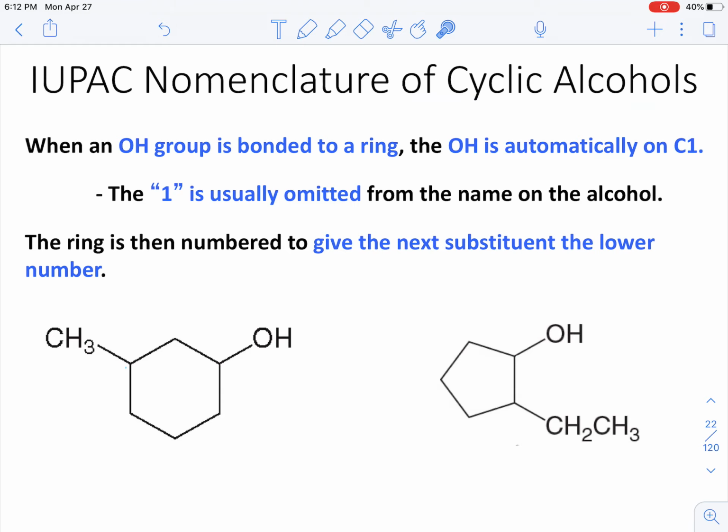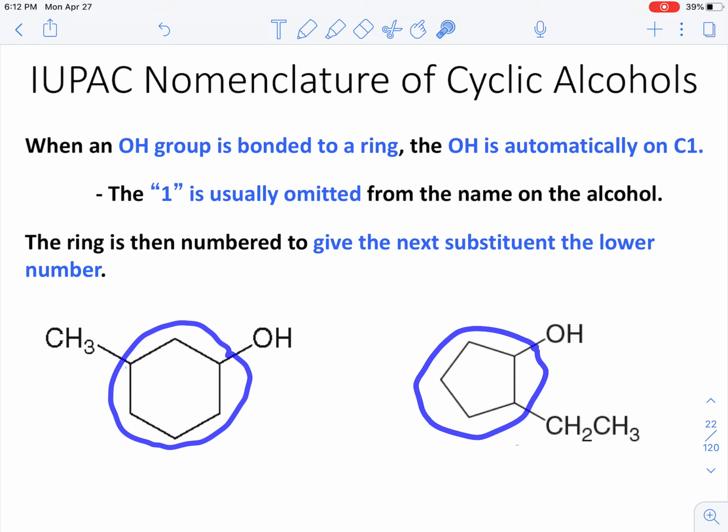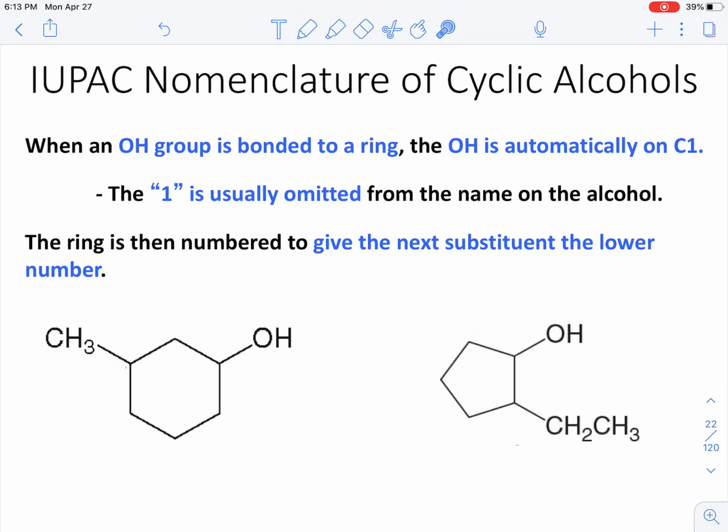Typically when you are naming cyclic alcohols, all the foundational rules that we've discussed, such as finding the parent chain, numbering, and creating a number system so that the lowest carbon number is on the alcohol, all of that still applies. The only difference is that since the substance that we're naming is a ring, whatever carbon the alcohol is located on is always going to be carbon number one.